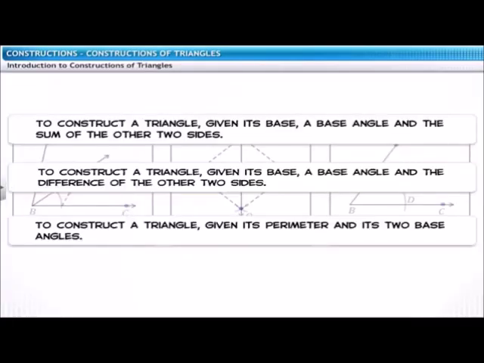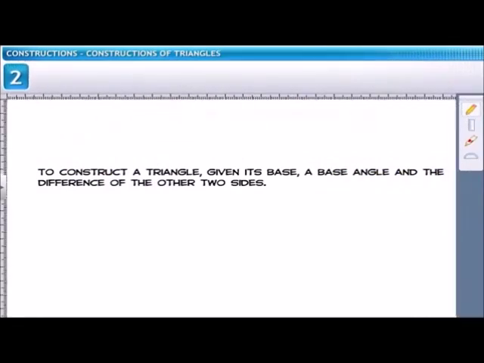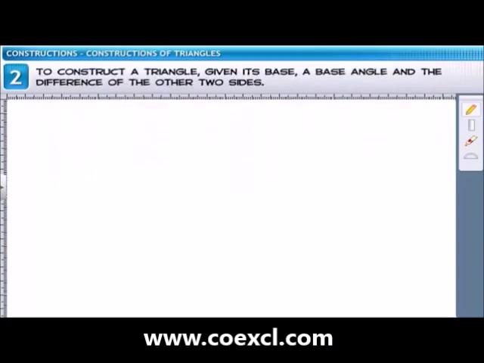Let's now proceed on to the second construction. Here, we have to construct a triangle when the base, one base angle, and the difference of the other two sides is given. Suppose in triangle ABC, we are given the base BC, base angle B, and the difference of the other two sides AB and AC.